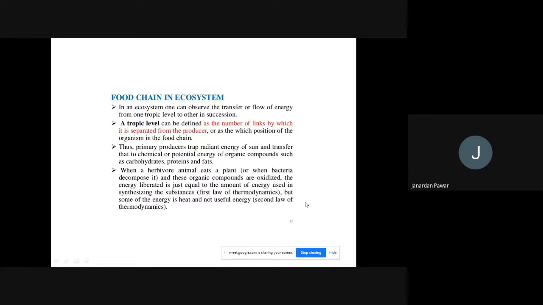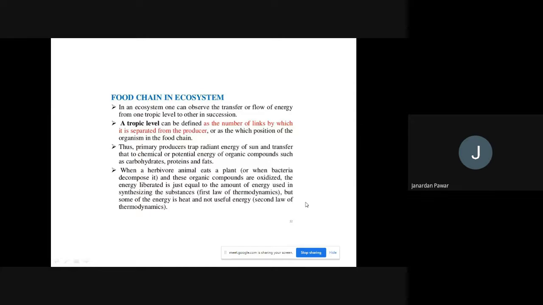Basically, they trap the radiant energy from the sun, then transfer it into chemical or potential energy of organic compounds in the form of carbohydrates, proteins, and fats. This way they create food. And when it is there, it is called what? Chain of food, or food chain.